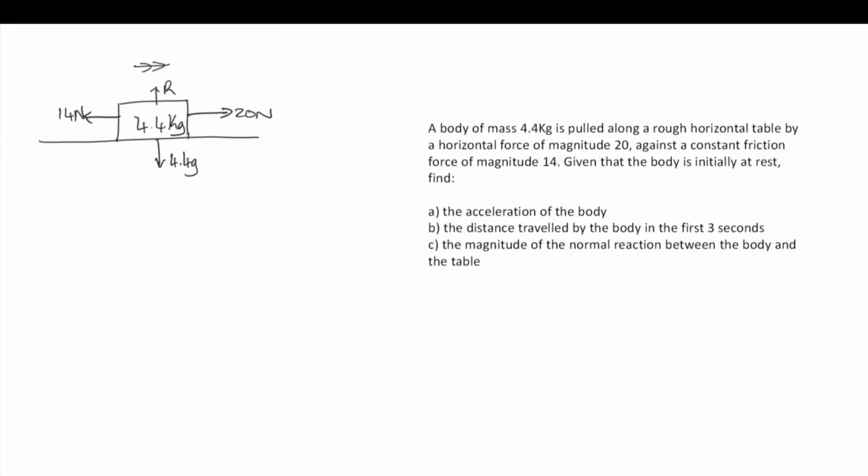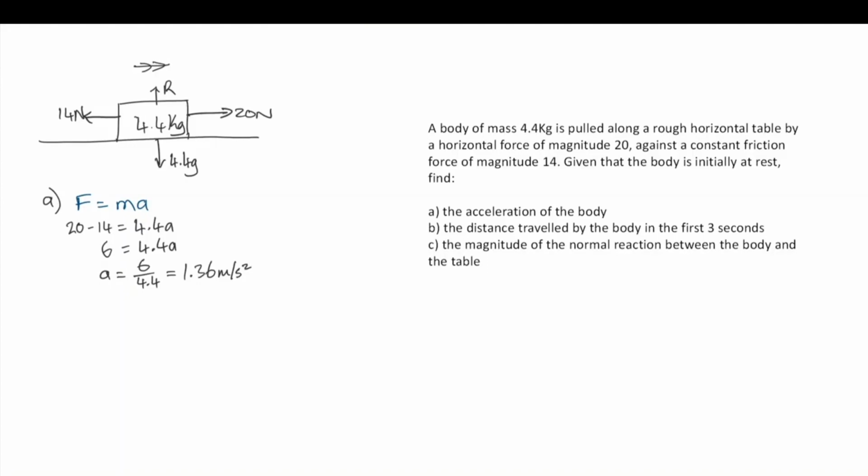Since we're looking for acceleration, we can go ahead and use a motion equation. We can say that the resultant force is going to equal mass times acceleration. So that's F equals ma. Resultant force is 20 minus 14. The mass is 4.4, and we're looking for the acceleration. So 6 equals 4.4a. Rearranging, we can say that a is 6 over 4.4, and that gives us an answer for acceleration, 1.36 meters per second squared.